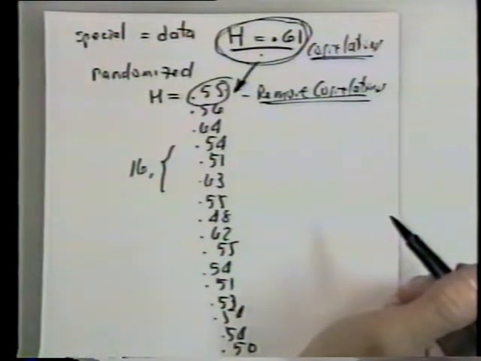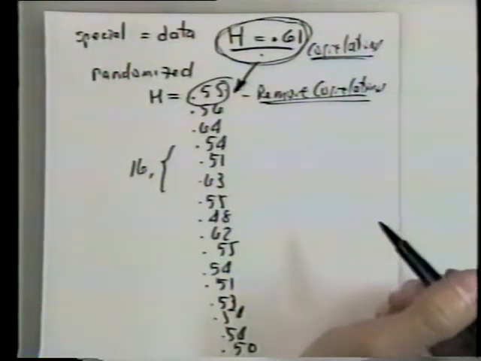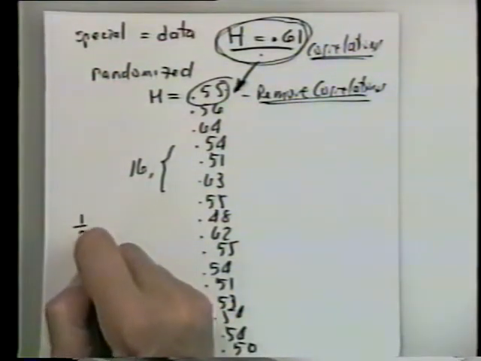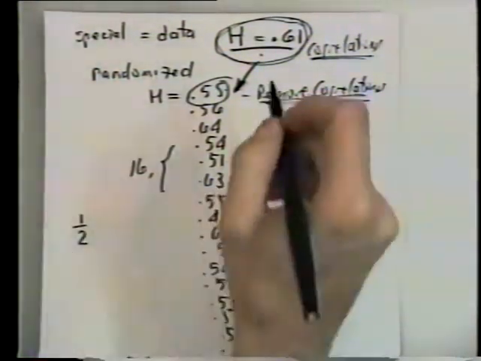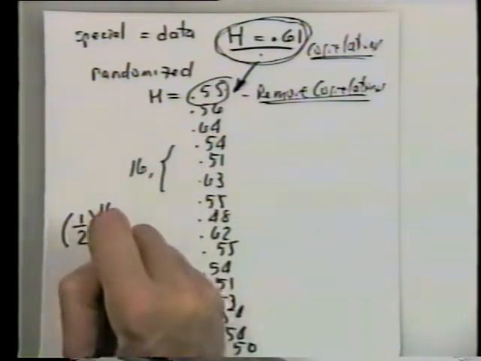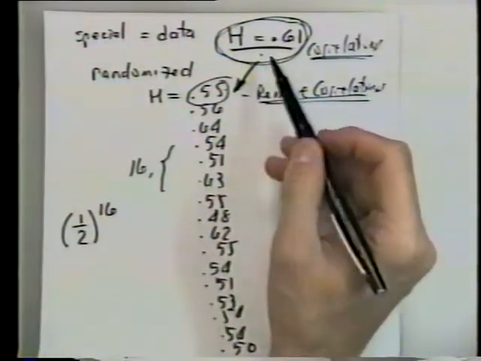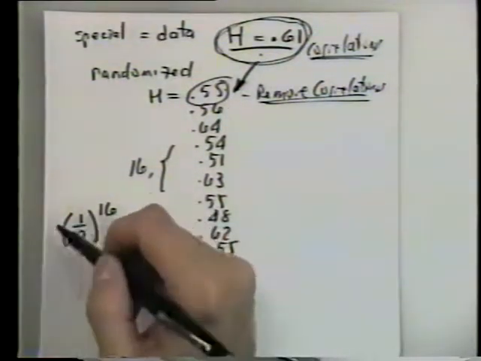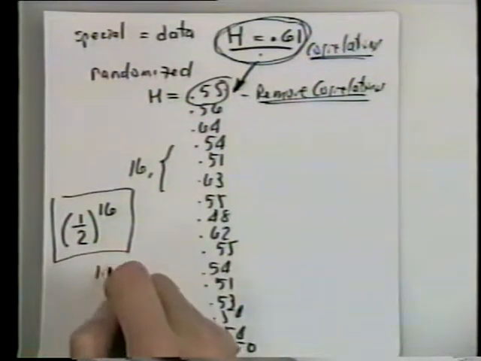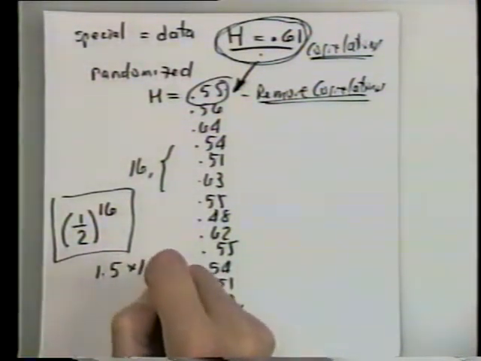And the argument that I implied here in the homework problem was that each time we do this test, we have a probability of a half that this will be bigger than that. So if we do this test 16 times, and if for all 16 times this was bigger than that, then the probability of that happening by chance would be 1/2 to the 16th, which is a small number, something like 1.5 times 10 to the minus 5th.